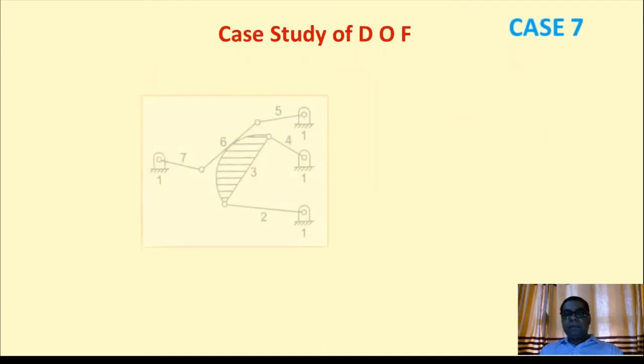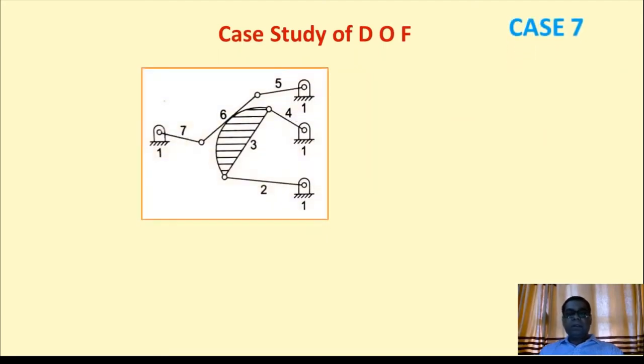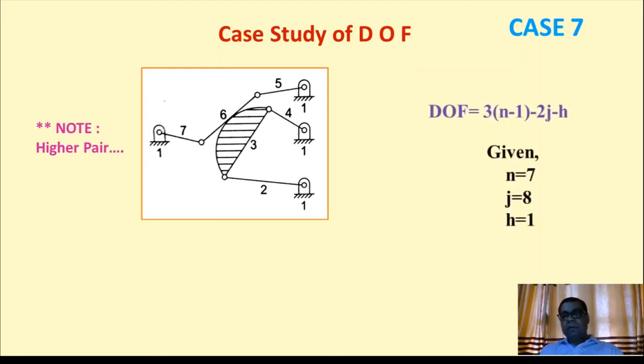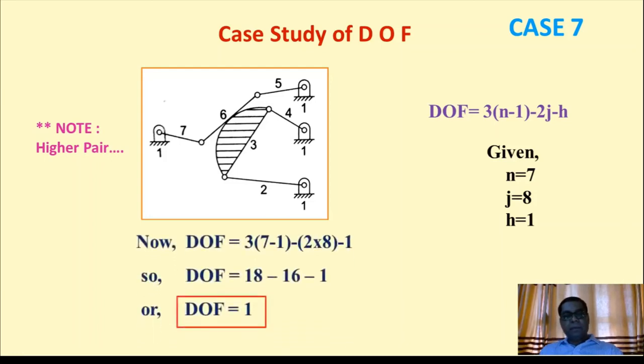In problem number 7, you see that there is also a curved surface which is in contact with a linear surface. So higher pair is present in this case. So h will be 1 in this situation also. So according to Grubler's criteria, we are getting that number of binary links equal to 7, then pair of degree 1 equal to 8, and that is lower pair, and higher pair equal to 1. So solving this, we are getting degree of freedom of this system equal to 1.